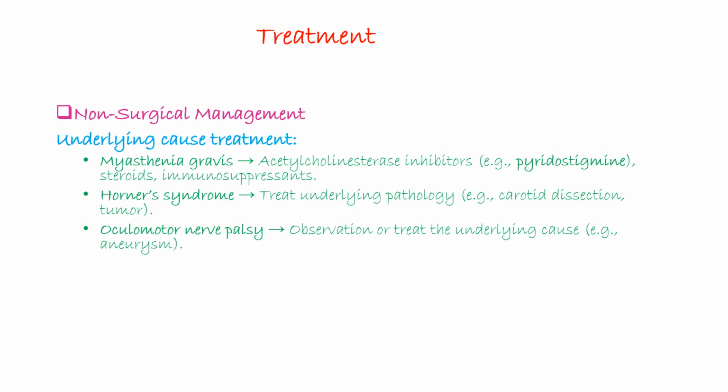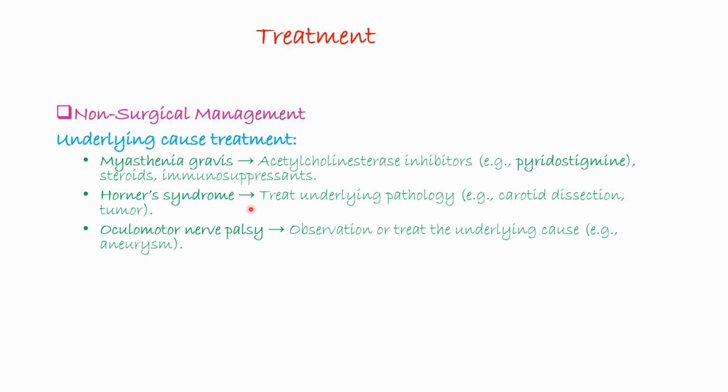So treatment. As we said, ptosis is a sign or a symptom, meaning you have to treat first of all the underlying disease. For non-surgical treatment, you treat the underlying cause. We will start with myasthenia gravis, which is a chronic autoimmune disease where we have antibodies against the acetylcholine receptor at the muscular end plate, and you give acetylcholinesterase inhibitors to prevent degradation of acetylcholine, that is pyridostigmine. You can also give steroids because it's an autoimmune disorder, in addition to immunosuppressants.